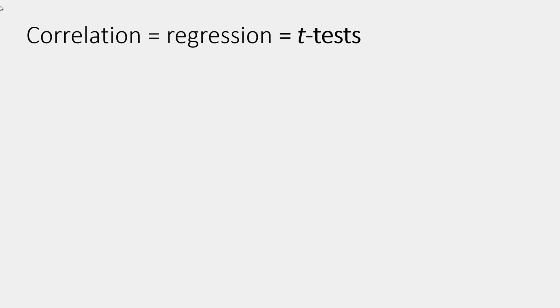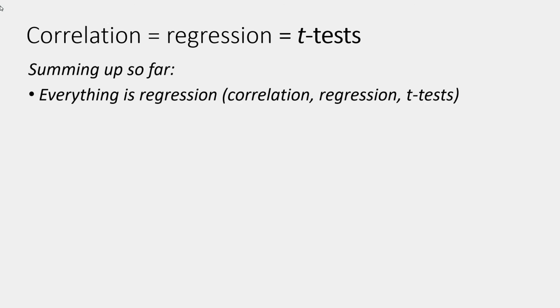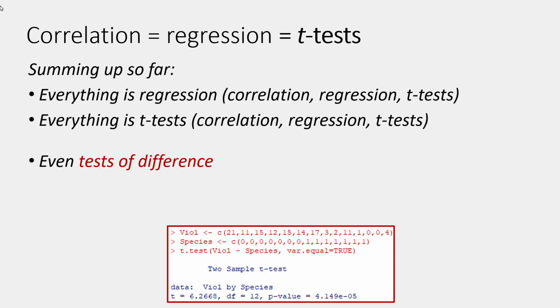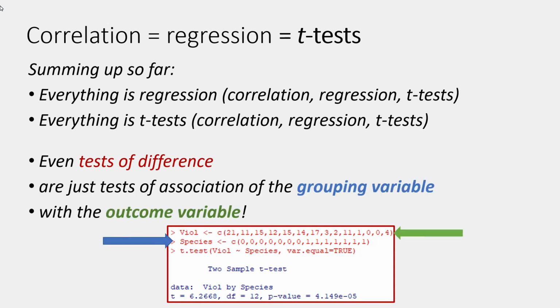Summing up thus far, everything is regression. Correlation is regression, regressions are regression, and t-tests are regression. Yet, this is also to say that everything is t-tests. Correlation is t-tests on slope versus no slope, which is just regression. Even our tests of difference are just tests of association of the grouping variable with the outcome variable. We have one trick and lots of names for it.